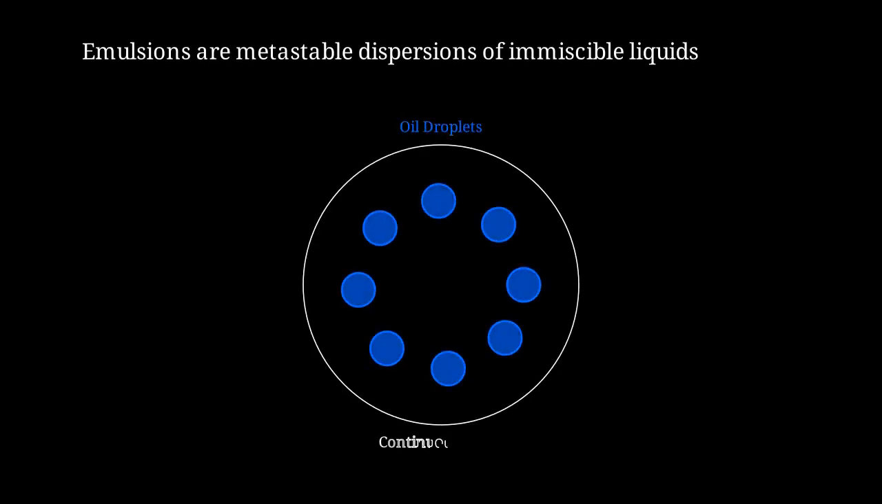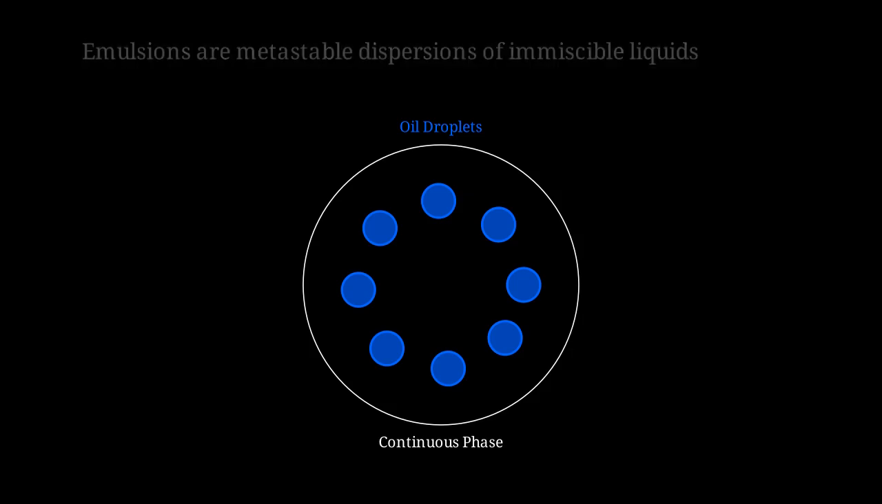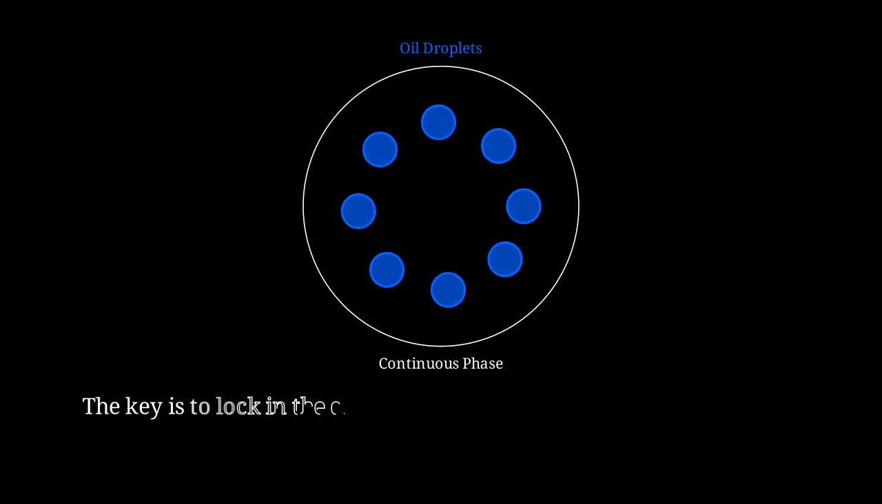Here we visualize an oil and water emulsion. The blue spheres represent oil droplets dispersed throughout the continuous aqueous phase. Each droplet is a potential template for material architecture. The critical challenge is to kinetically trap the droplet arrangement before thermodynamic coalescence destroys the structure. This is where polymerization, gelation, and drying come into play.